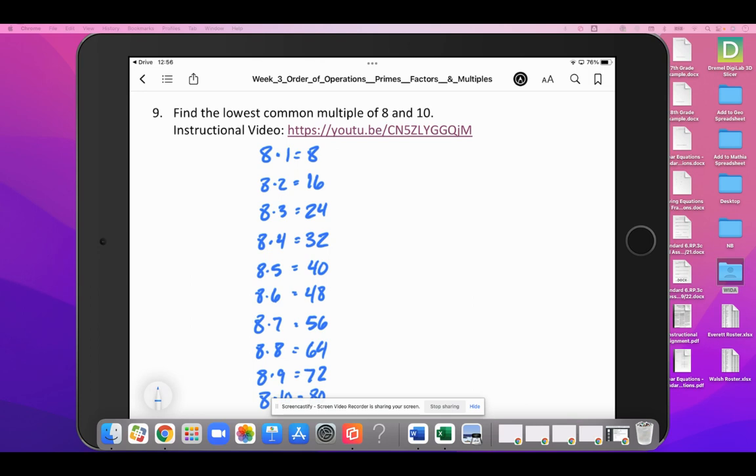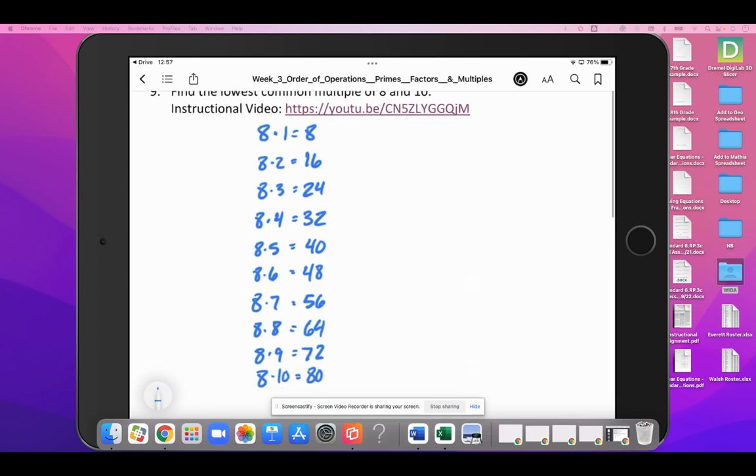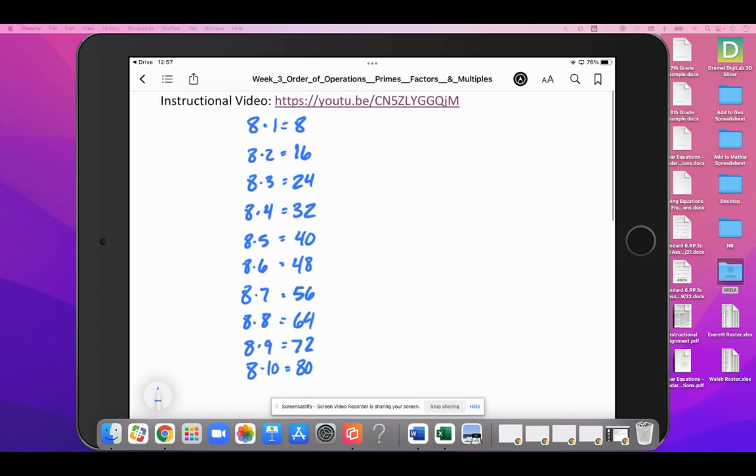Now, if I go and make my list of 10, and I don't have a pair, by the time I get down to 10, I need to keep going. So we'll take our 10, and we'll see what ends up happening. So 10 times 1 is 10. 10 times 2 is 20. 10 times 3 is 30. 10 times 4 is 40. 10 times 5 is 50. 10 times 6 is 60.